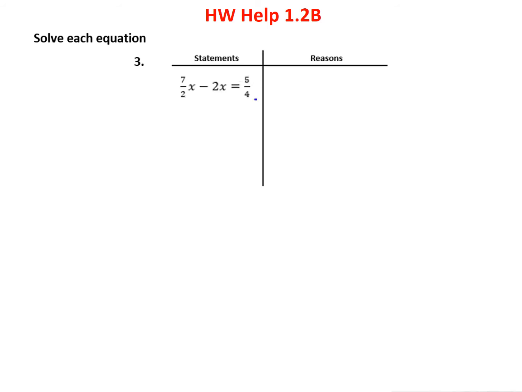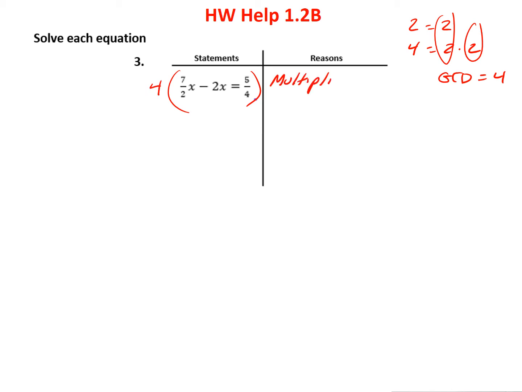Problem 3, we have denominators of 2 and 4. So to get all my factors, my greatest common denominator is 4. To eliminate the fractions, I'm going to multiply both sides by 4. And that's by the multiplication property of equality.